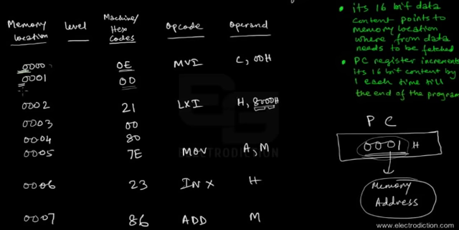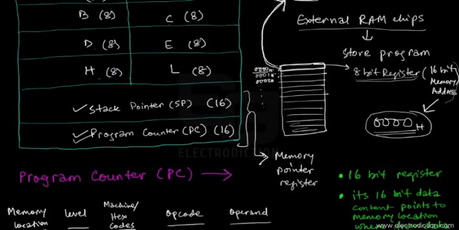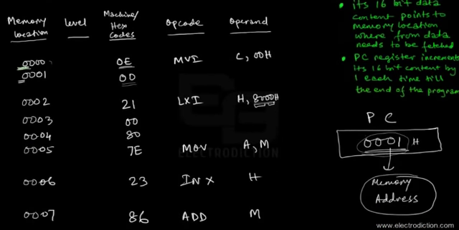And then whenever the 8085 is fetching the required data from the 0001H 8-bit register of the external RAM chip, the content of the program counter register again gets incremented, there you go, to 0002H. So now the program counter register content is 0002.